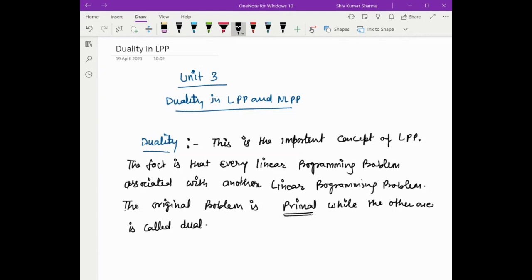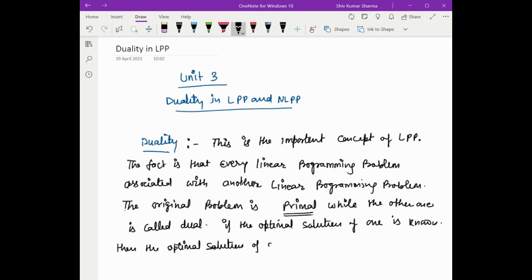So this is also very useful. That means if the optimal solution of one is known, then the optimal solution of the other will be available or can be determined easily.